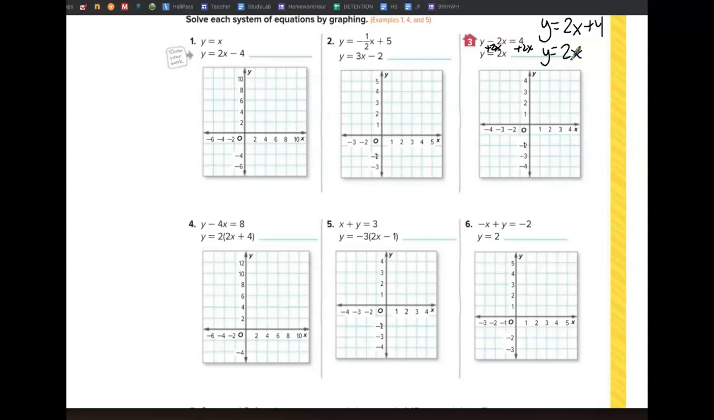On number 4, are the equations y by itself? No, so what do I do to get y by itself? Add 4x, because it's a minus 4x. So then I would get y equals 4x plus 8. Now, on that second equation, is y by itself? Yes, but is it in slope-intercept form? How do I get it in slope-intercept form? Distribute. So you're going to get y equals something. I'm not going to tell you what it is.